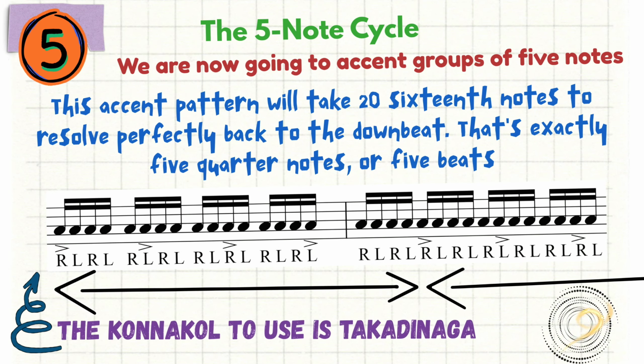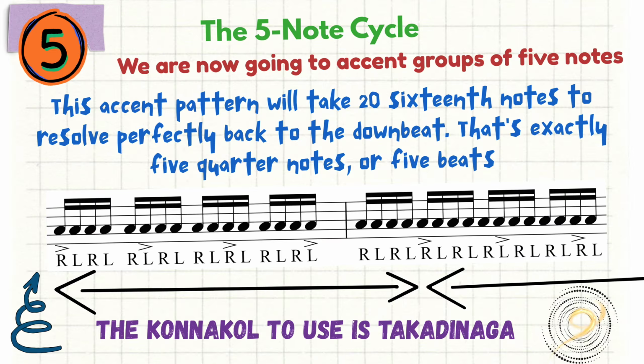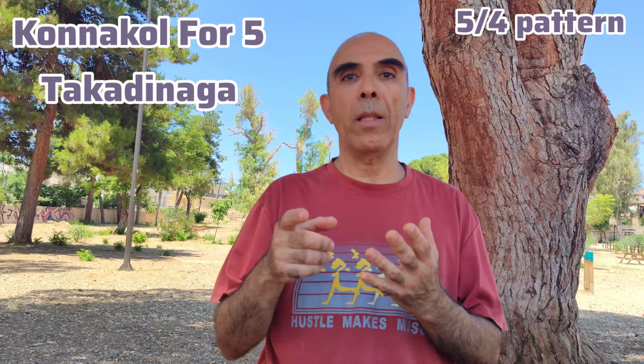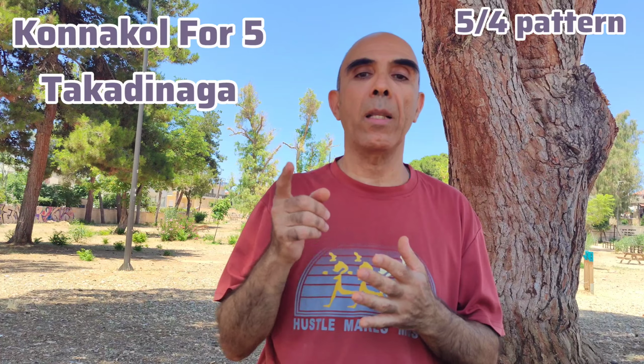The 5-note cycle. We're now going to accent groups of 5 notes. This accent pattern will take 20 16th notes to resolve perfectly back to the downbeat. That's exactly 5 quarter notes or 5 beats. Takadinaga, takadinaga, takadinaga, takadinaga, ta.